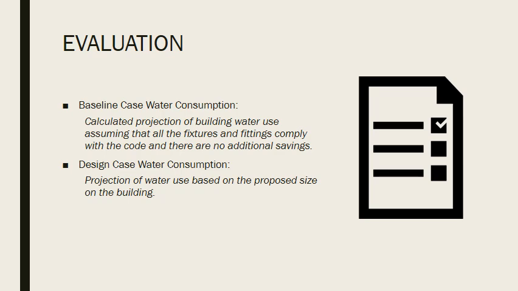Now it is time to evaluate these options with the goals proposed in the goal-setting workshop, as it was explained in the energy systems part. Once the goals are set, the next step is the evaluation process. The aspects to consider are the following: baseline case water consumption, which is a calculated projection of the building water use, assuming that all fixtures and fittings comply with the code and there are no additional savings. Also, design case water consumption, which is a projection of water use based on the proposed size of the building. It is important to mention that both concepts should be applied to both indoor and outdoor demands.